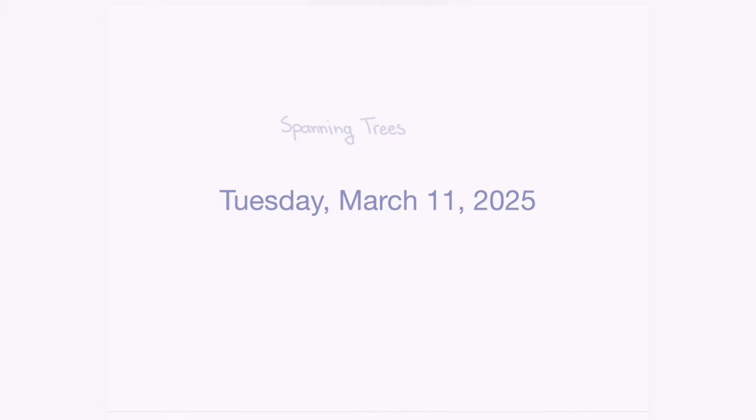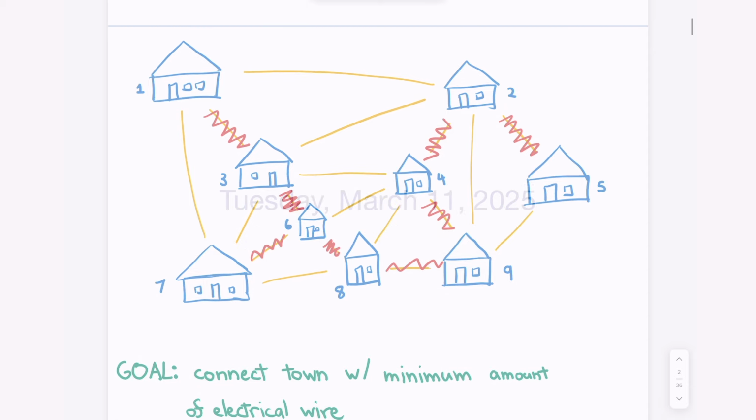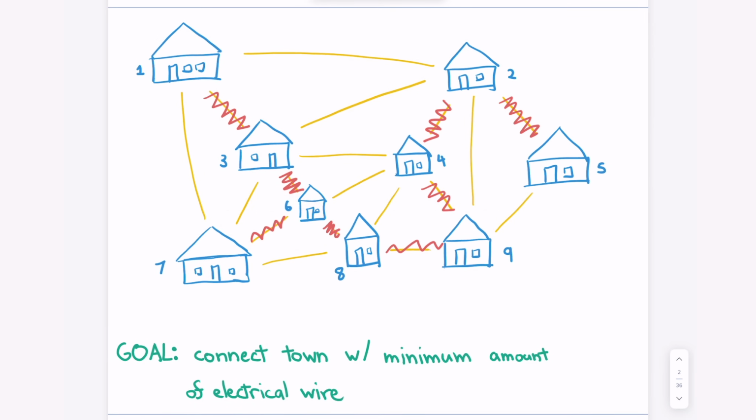All right. So we started this last time, so let's get caught up. We're talking about spanning trees. A historically motivating problem was trying to lay a minimum amount of electrical wire to connect houses, roughly when they first discovered electricity.